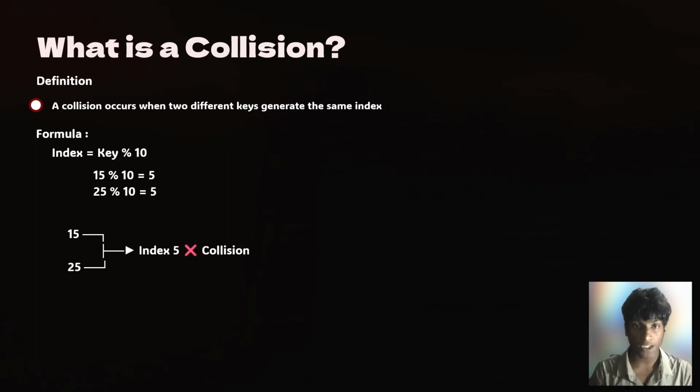So, in simple terms, a collision occurs when two or more different keys map to the same index number in a hash table. The good news is that collisions are common and expected, and there are several techniques to handle them. In the next slide, we look at one of the most common methods, called separate chaining.